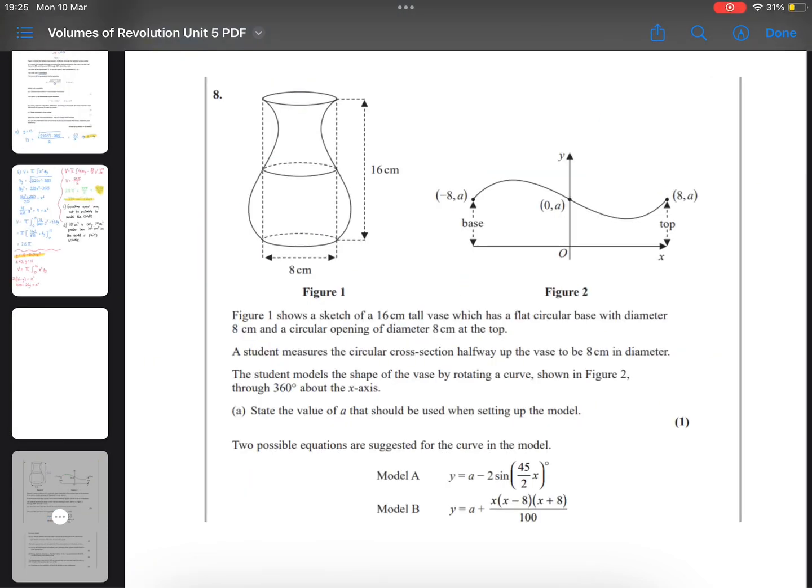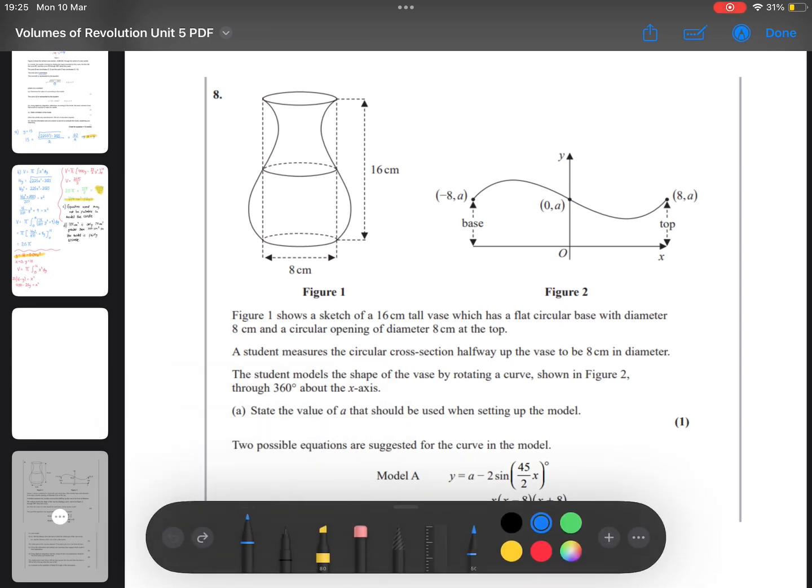So for the final question, we've been given a sketch of a 16 centimeter tall vase, which has a flat circular base with diameter 8 centimeters and a circular opening of diameter 8 centimeters at the top. A student measures a circular cross-section halfway up the vase to be 8 centimeters in diameter. Halfway up the vase. They model the shape of the vase by rotating a curve, which is shown in figure 2, through 360 degrees about the x-axis. State the value of A which should be used when setting up the model.